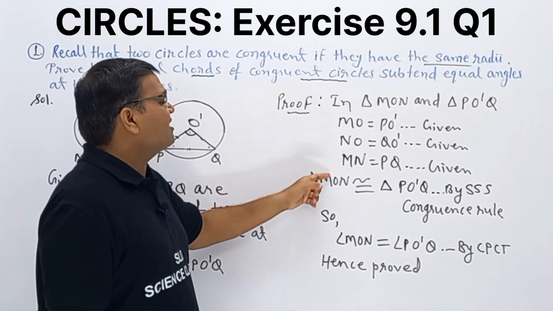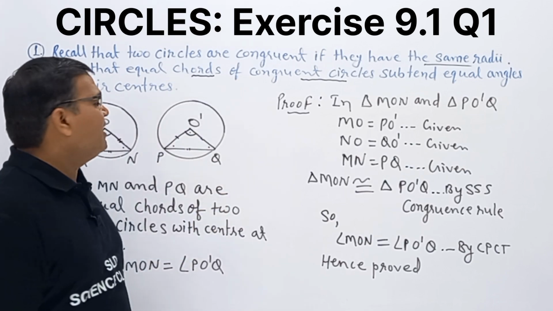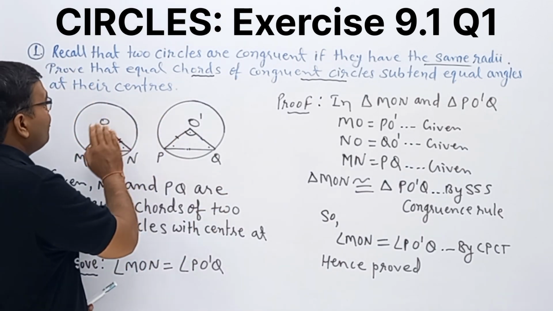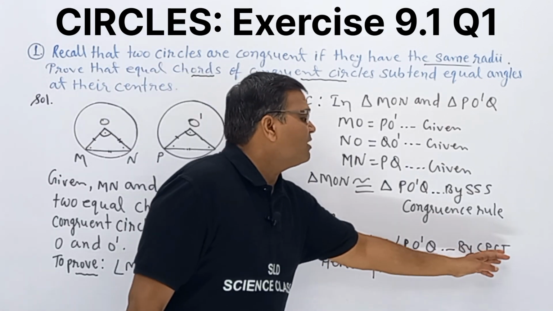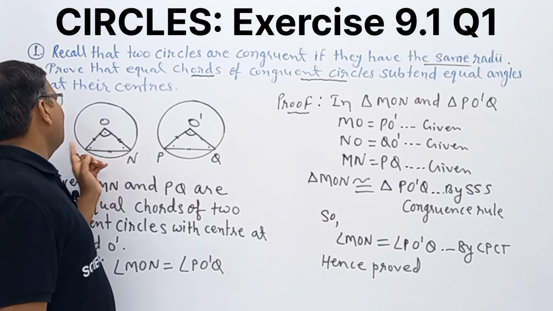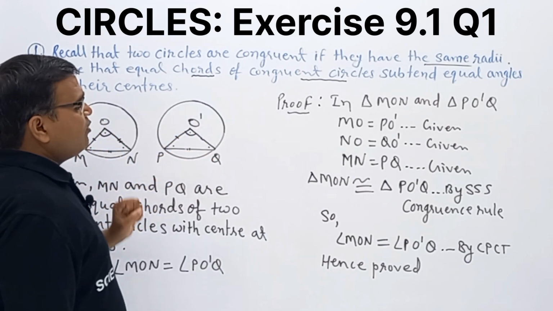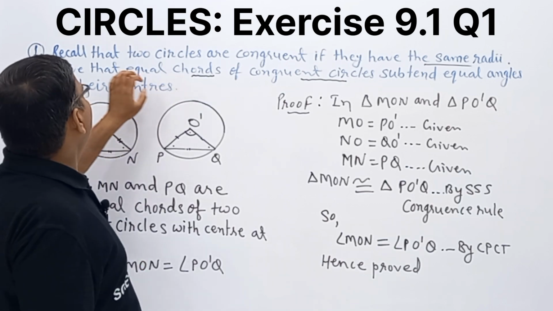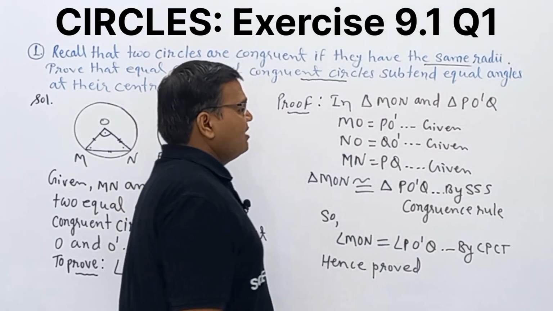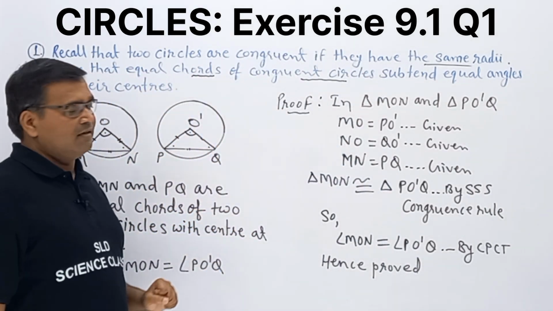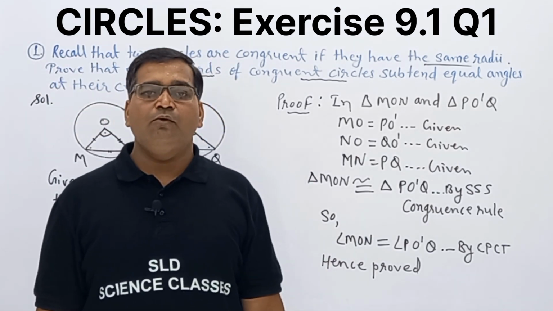So by the side congruence rule, we proved that these two triangles are congruent. Then by CPCT, corresponding parts of congruent triangles are equal, so angle MON equals angle PO dash Q. This is what we wanted to prove. We proved that equal chords of congruent circles subtend equal angles at their center. I hope you understand this question. That's all about this question. Thank you so much.